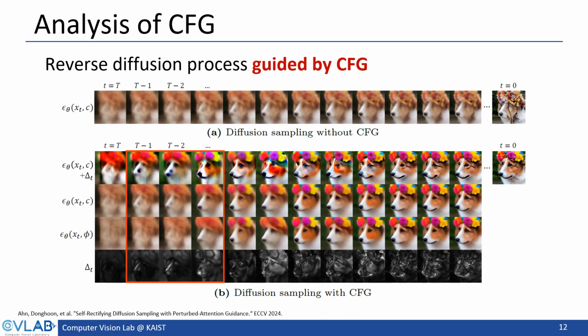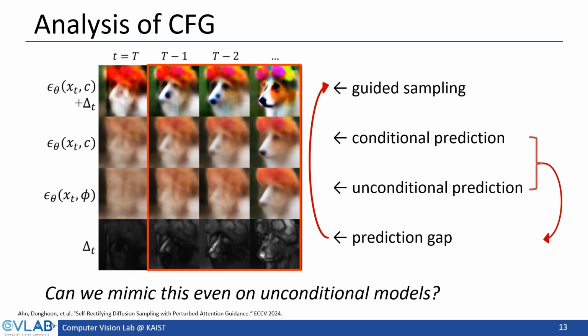This figure shows the sampling process with and without CFG. In A at the top, where CFG isn't used, the overall structure falls apart. However, in B below, the top row shows that when using CFG-guided epsilon, we get much better results. This shows the early steps of the sampling process. The second row represents the conditional prediction, while the third row is the unconditional prediction. The difference between them, delta t, is added as the guidance signal. As a result, we can see that the overall structure forms much faster than with the original conditional prediction alone.